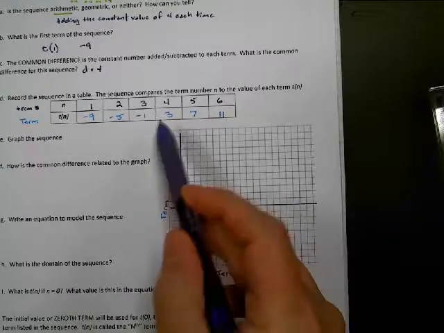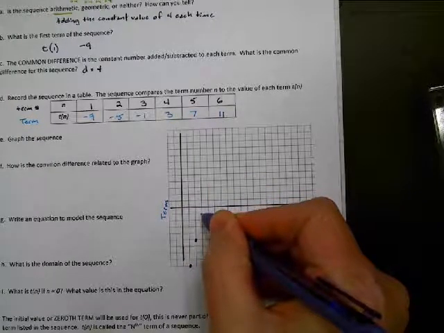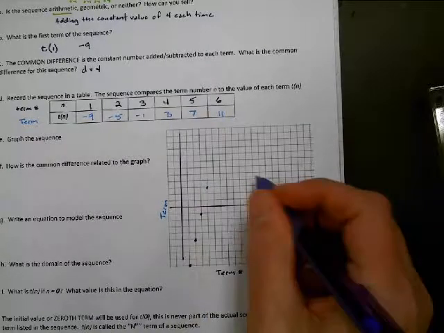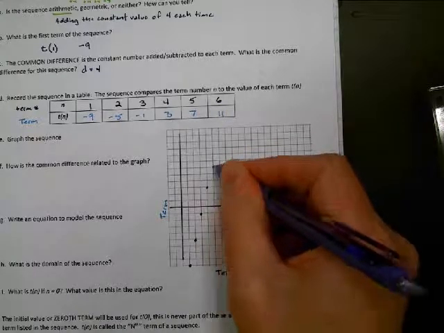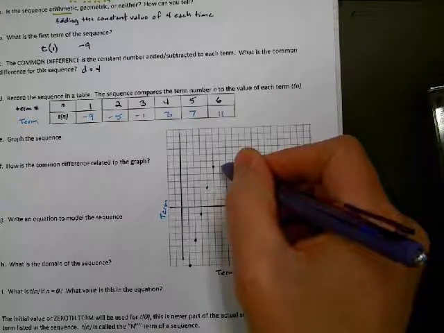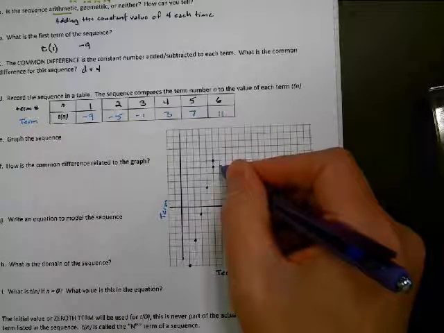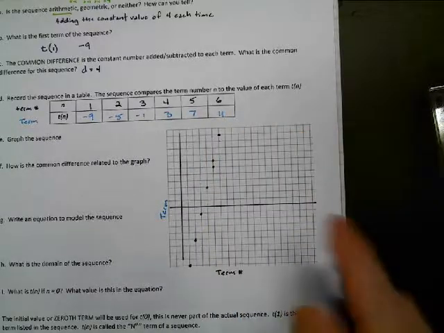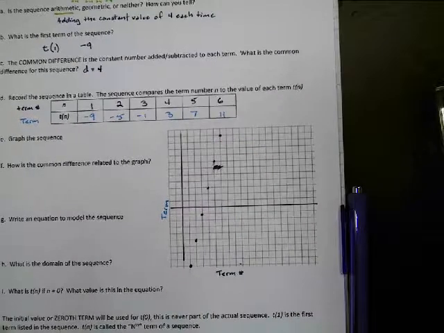Third term, so term number is 3. Third term is -1. Fourth term is 3. Fifth term is 7. And then the sixth term is 11. Oops, I didn't go up high enough, did I? There's 7. The next one's going to be 11. 1, 2, 3, 4. There you go. All right, so there's all of my terms there.